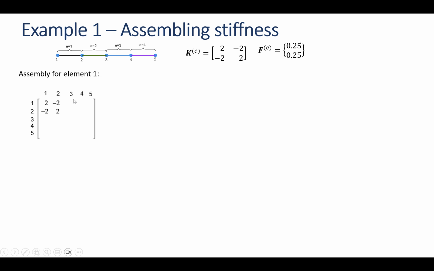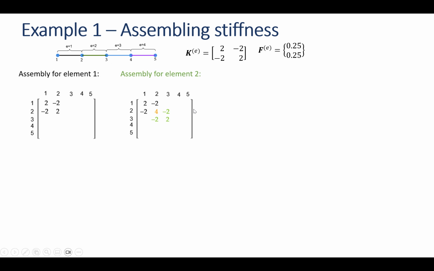All the entries that are not populated are zeros because we start with zeros. Since we keep on adding the entries, we always start with zeros in the global stiffness matrix. For element 1, it goes into rows 1, 2 and columns 1, 2. So we have 2, -2, -2, 2 appearing in rows 1, 2, columns 1, 2. And then we add the element stiffness matrix for element 2.